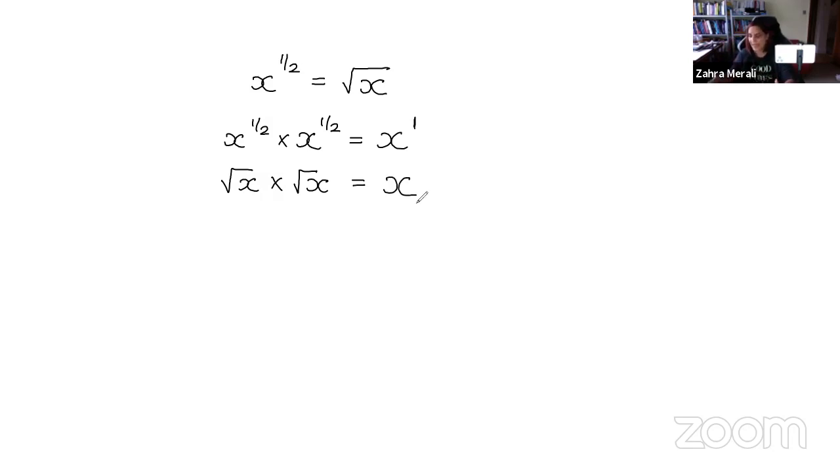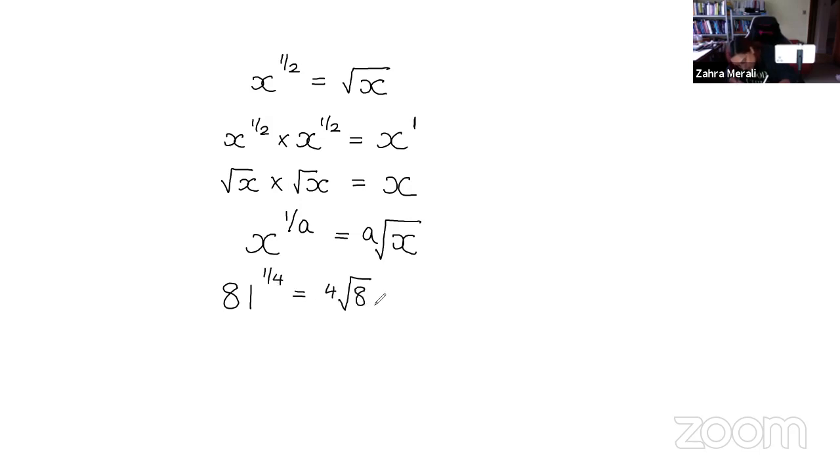So we've proved that x to the half is root x. Now, how can we write that in general? In general, x to the 1 over a is the ath root of x. By that I mean, if I take an example with an exact answer, 81 to the quarter, that's the 4th root of 81. So I take the square root of 81, which is 9, and I take the square root again, which is 3.